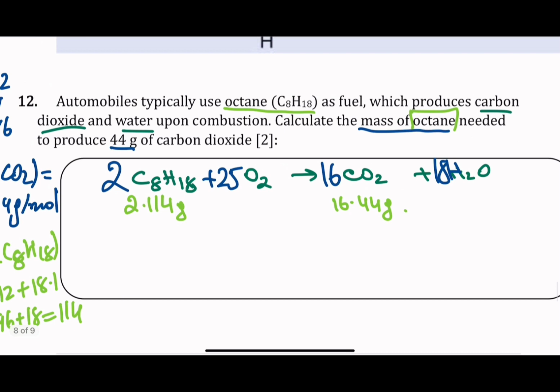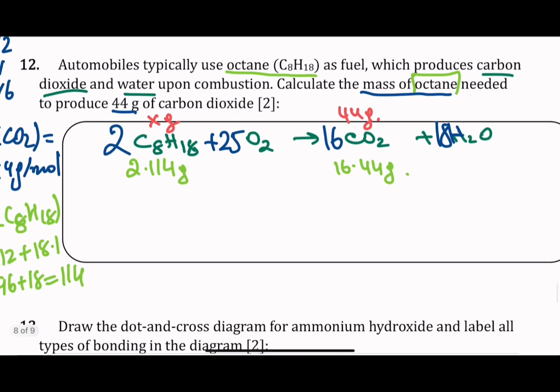And now it is telling us, what if you produce 44 grams of this? How many grams of this do you need? So we write here x. We're going to do cross multiplication. So this would be x times 16 times 44 equals 2 times 114 times 44.